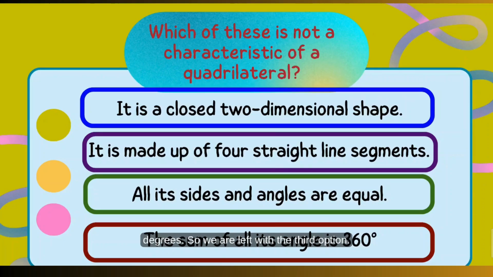So we are left with the third option. All its sides and angles are equal. Not for all quadrilaterals. Only for certain special quadrilaterals, all the sides and angles are equal. This is exactly what we are going to dig into through our future modules. As of now, we'll go ahead with this option, which is not a characteristic of a quadrilateral.